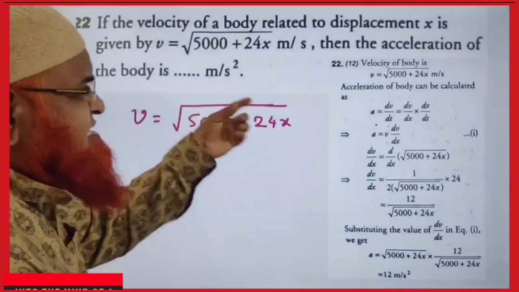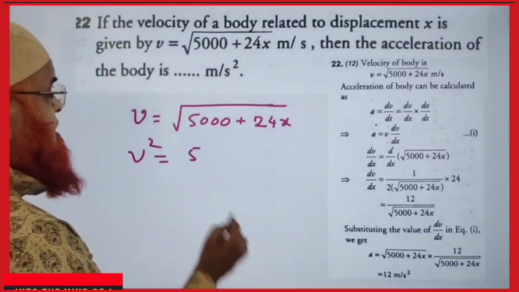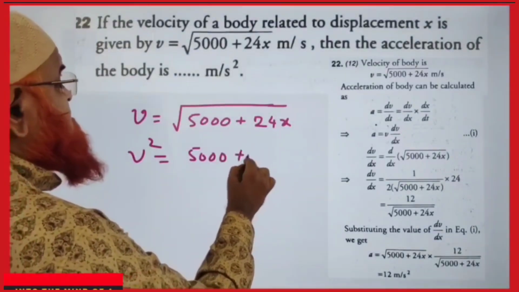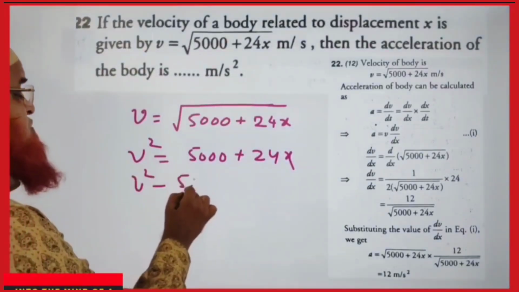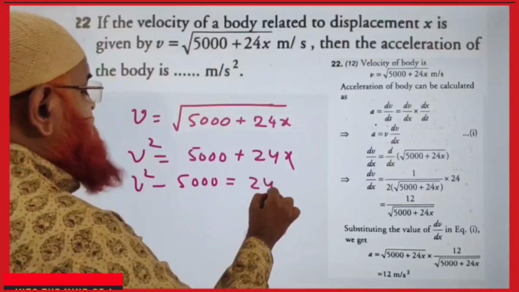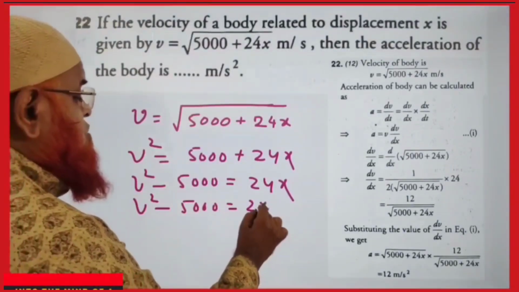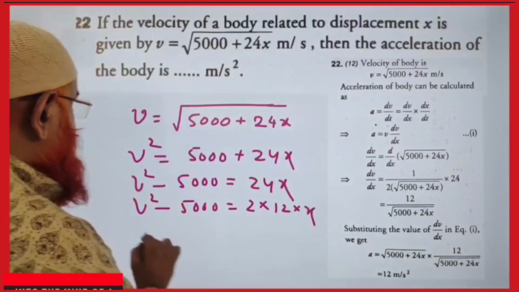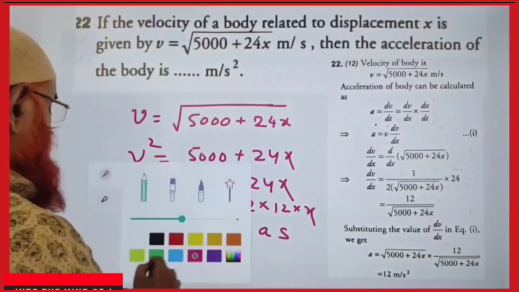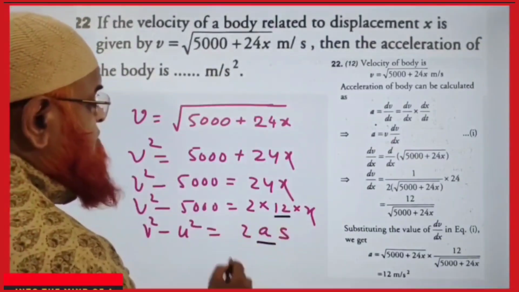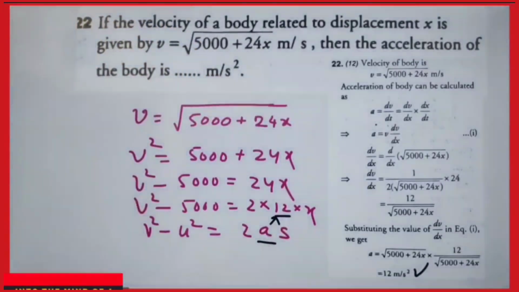This is an equation. He is asking us to find the acceleration here. We can write V square is 5000 plus 24x. This can be taken like this: V square minus 5000 is equal to 24x. So this can be written as V square minus 5000 is equal to 2 into 12 into x. This is just like V square minus U square is equal to 2as. So instead of a there is 12 and that is going to be the answer. Therefore acceleration is going to be 12 meters per second square. Such a simple method it is.